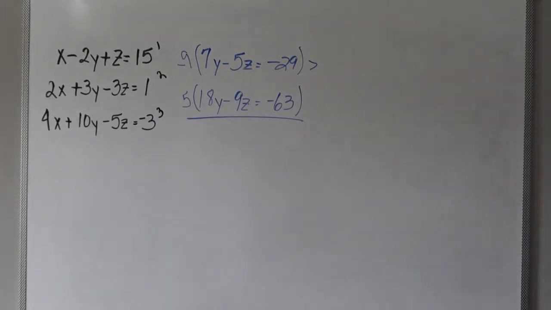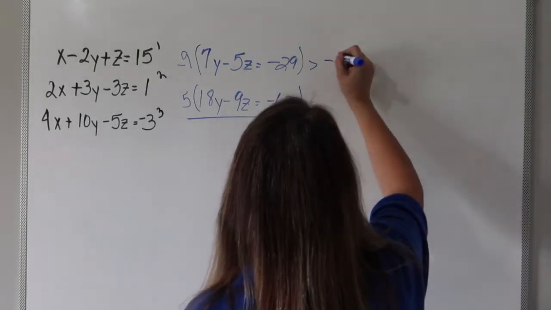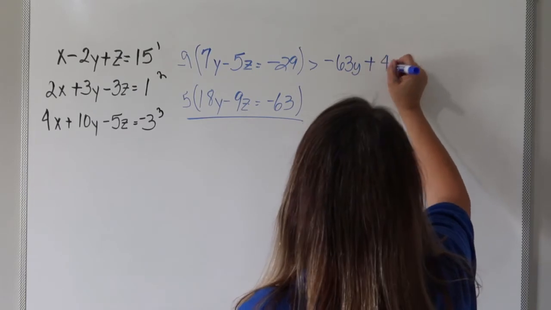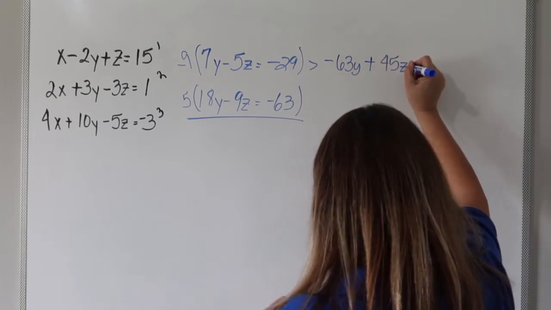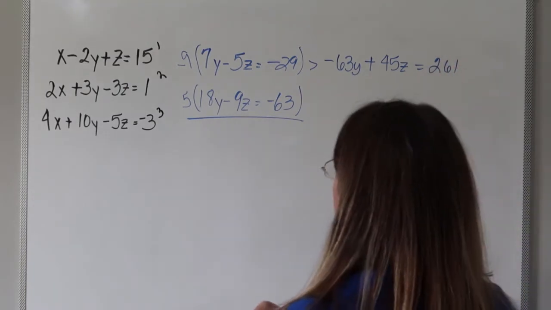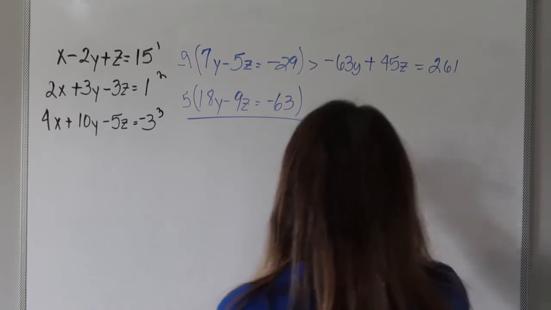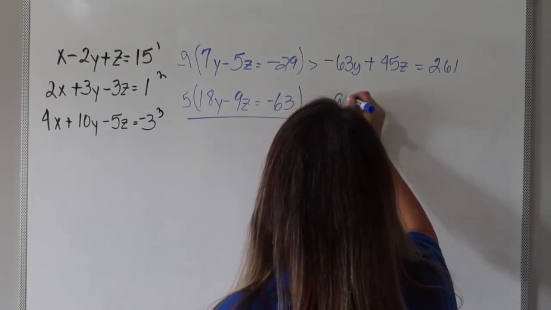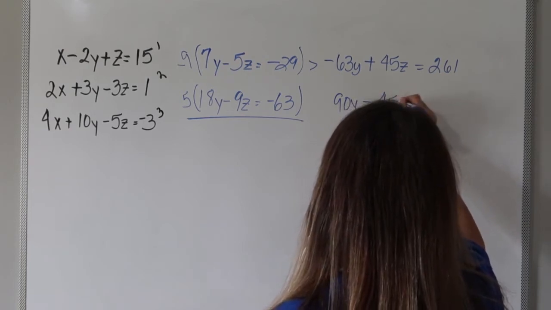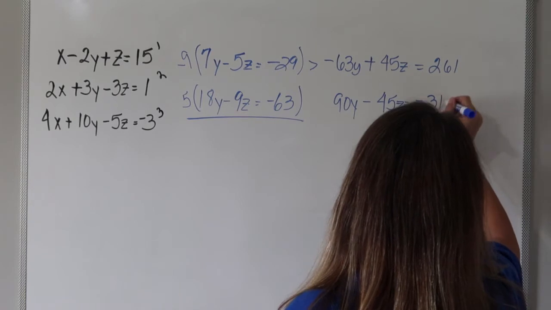So when you perform these calculations, you're going to get negative 63y plus 45z equals positive 261. Then multiplying everything here by 5, you're going to get positive 90y minus 45z equals negative 315.